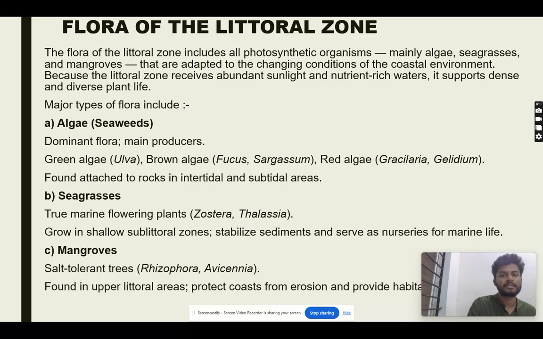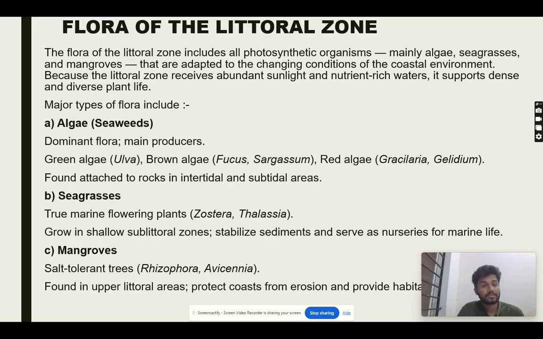Then comes the flora of the littoral zone. Flora and fauna are important factors to be discussed when talking about a particular zone. So coming to the flora of the littoral zone, the flora includes all photosynthetic organisms, mainly algae, seagrasses, and mangroves, which are adapted to changing conditions of the coastal environment. The littoral zone receives abundant sunlight and nutrient-rich waters and supports dense and diverse plant life. As you all know, nutrient availability is more, so mainly algae, seagrasses, and mangroves are seen, and the existence and survival of the photosynthetic organisms is greater.